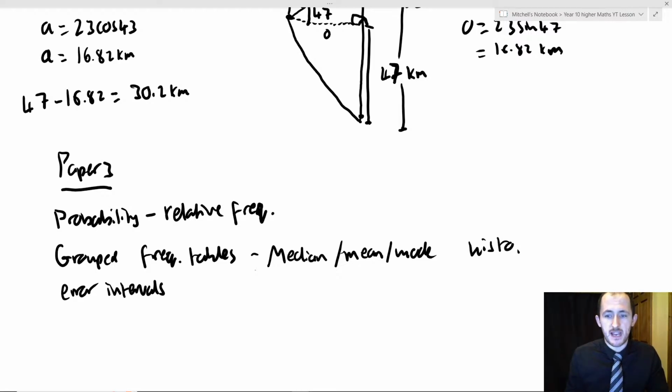Histograms can be actually surprisingly tricky. The estimations they make you do can be a bit tricky. Box plots. The reason why they love box plots is they have things like interquartile range.